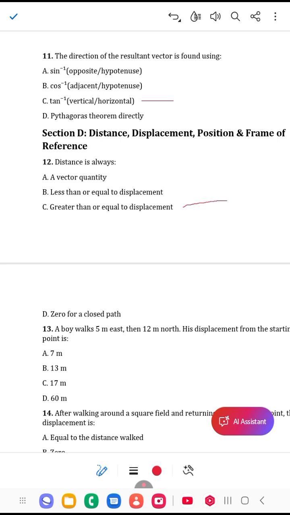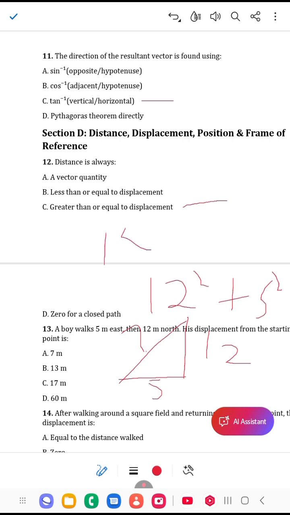Now let's look at number 13. A boy walks 5 meters east and then 12 meters north. So we are now asked to find the displacement from the starting point. So this is 5 and then this is 12. So we use the Pythagoras theorem to find this one. So that will just be 12 square plus 5 square. So 12 times 12 will be 144. So 144 plus 25, and that will give us 169. And the square root of 169 is B. So the answer here is B.